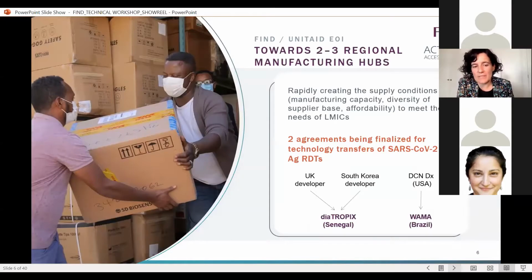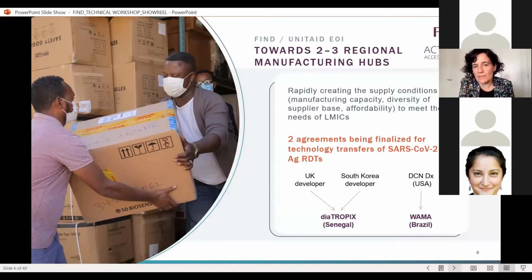So in response to this phenomenon, and to increase the availability of high quality antigen rapid tests in low and middle income countries, as Bill already mentioned, FINE and Unitaid on behalf of the ACT Accelerator launched a request for proposals last year with the goal of creating the supply conditions to meet the needs of LMICs. The supply conditions include the manufacturing capacity, the diversity of the supplier base, as well as affordability. There were two main work streams for this request for proposals. One of them was focused on investing in creating the global capacity to very quickly respond to the COVID-19 pandemic by having higher volumes available to low and middle income countries.